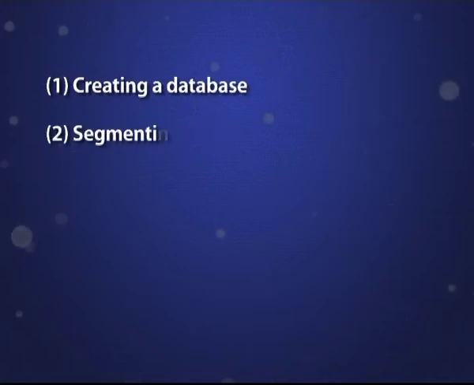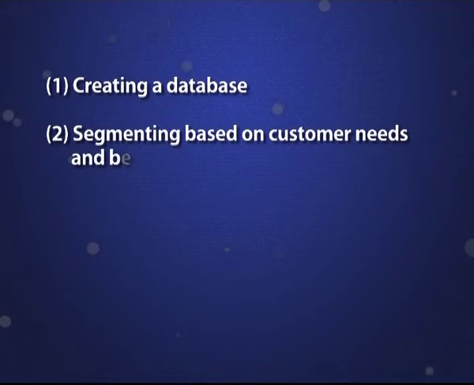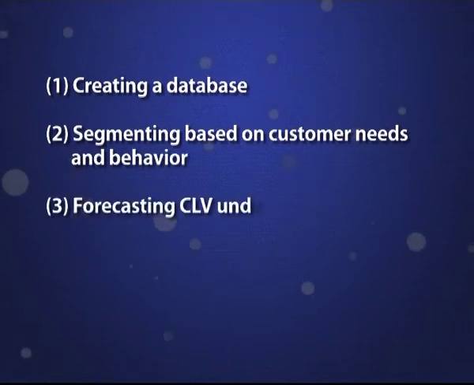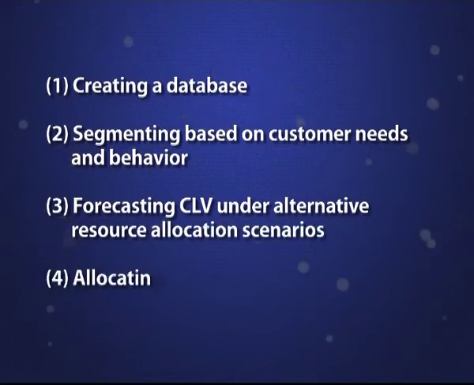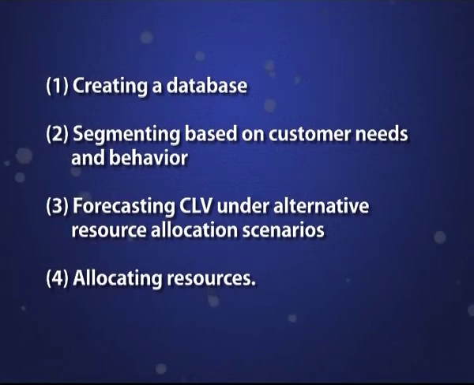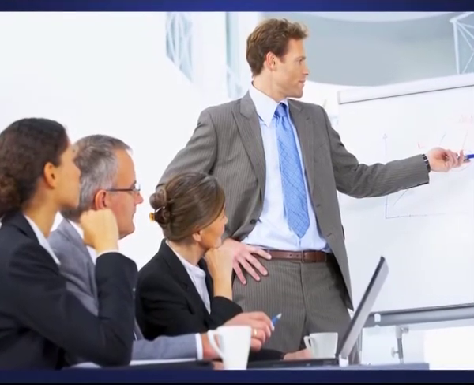As per public relations study, four critical and interrelated actions are required of firms that wish to understand how their actions affect the value of their customer assets: number 1, creating a database; number 2, segmenting based on customer needs and behavior; number 3, forecasting CLV under alternative resource allocation scenarios; and number 4, allocating resources. Although the challenges for a public relations officer of creating an integrated database cannot be overestimated, they are primarily related to cost and implementation issues.